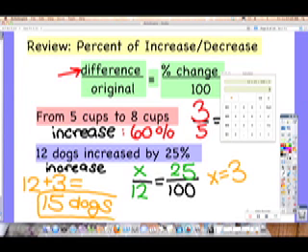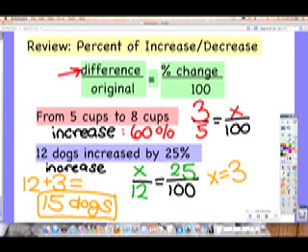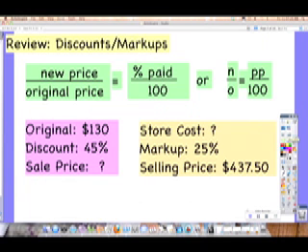What about these ones? Remember these ones? They're kind of tricky, right? Okay, it's still the proportion which you guys rock. We just have to be careful about what goes where. New price over original price equals percent paid over 100. All right, let's deal with the purple box first. Where does the 130 go? Original, right? Okay, so let's put 130 on the bottom.